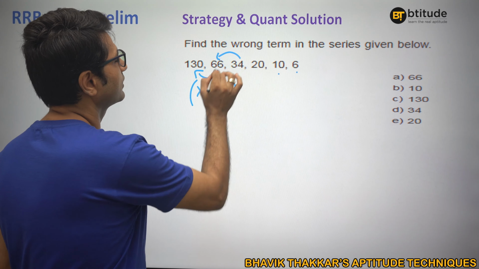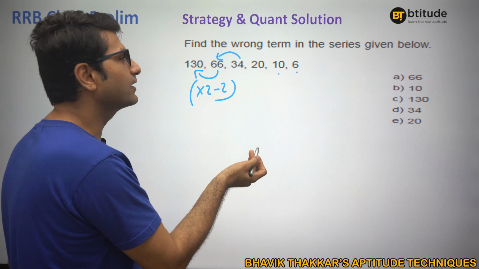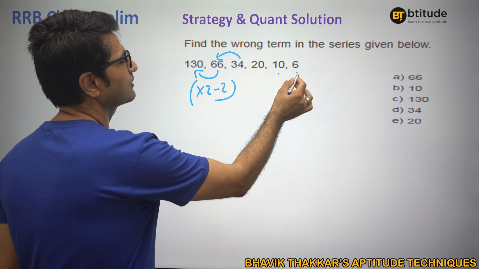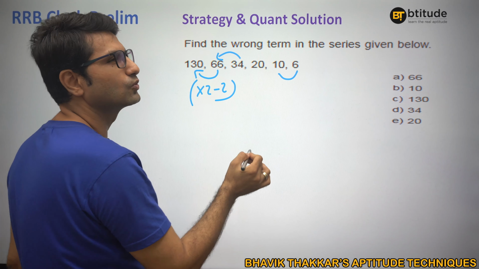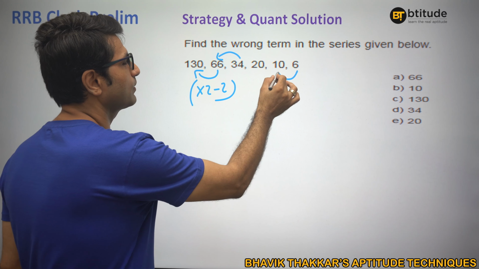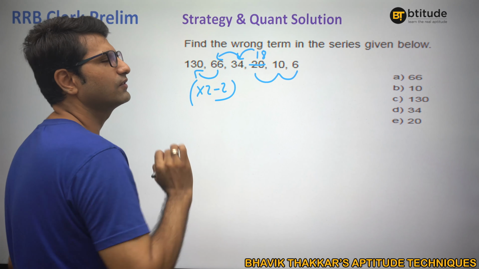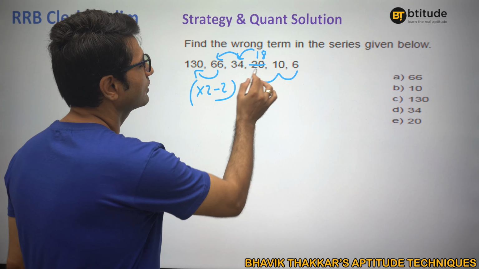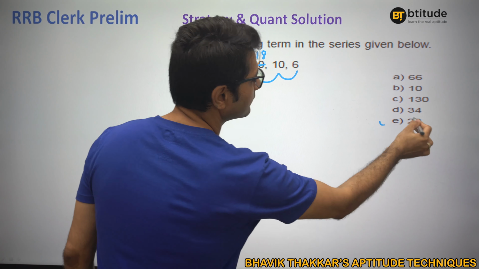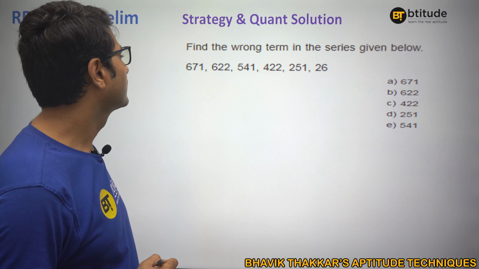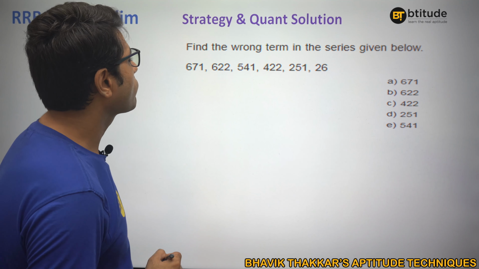What about from here to here? Yeah, into 2 minus 2 there as well. So then let's start from here. Into 2 minus 2 will be 10. Yes, perfect. Into 2 minus 2 should be 18. Maybe this one is wrong. Into 2 minus 2 is 34. Yes, it is. So which one is wrong? 20. Yes, there you go. Easy enough. All right, what about the next one?